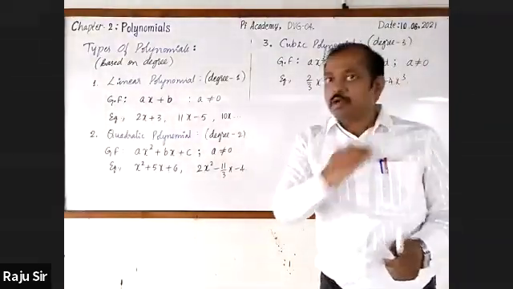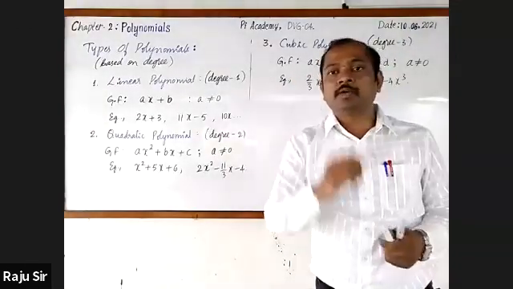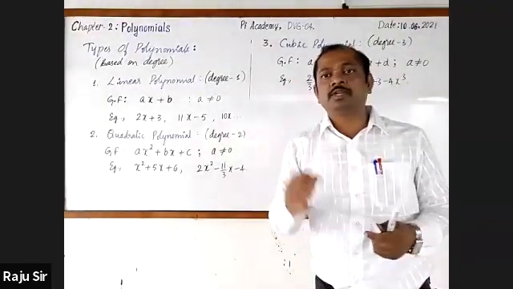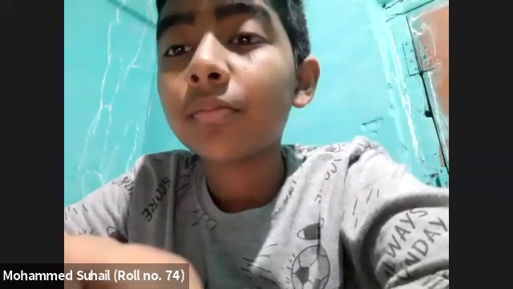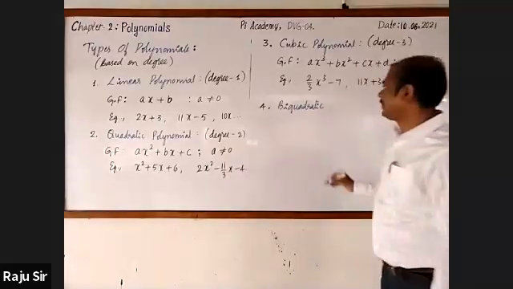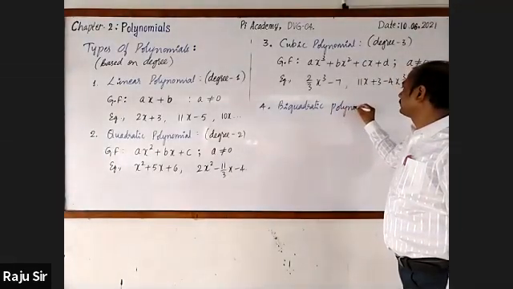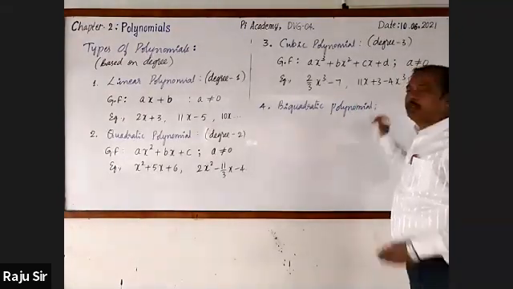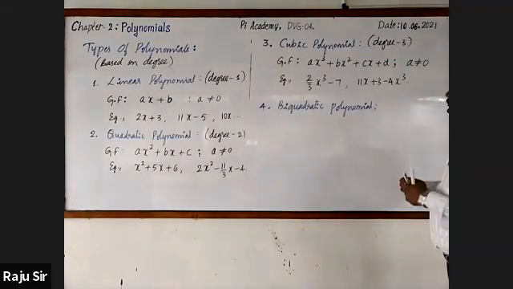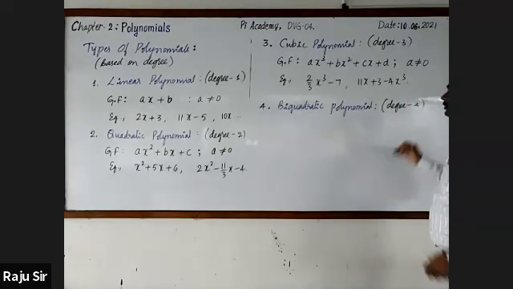Next, a polynomial of degree 4. It is biquadratic, also called a quartic polynomial. Fourth, biquadratic polynomial. A polynomial of degree 4.